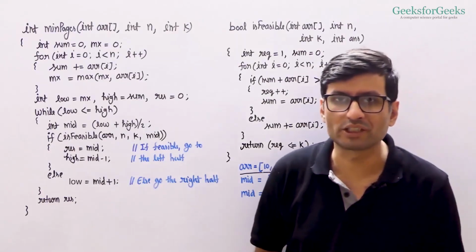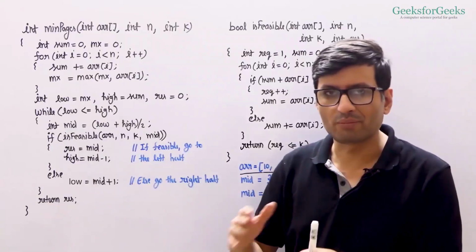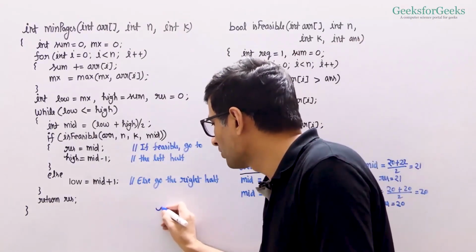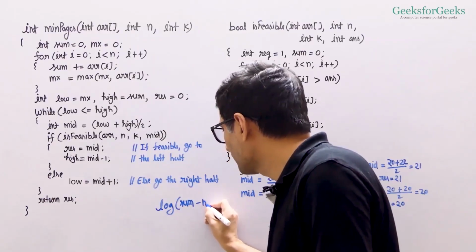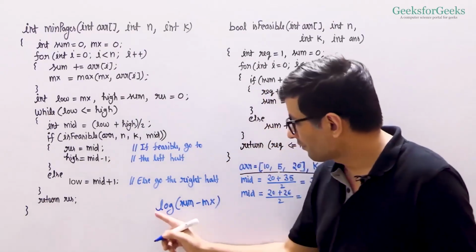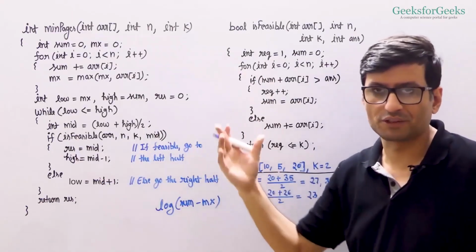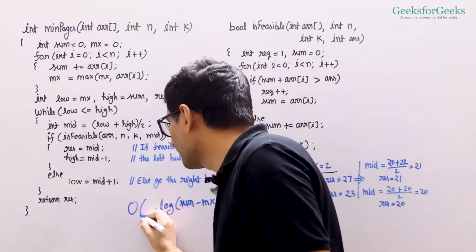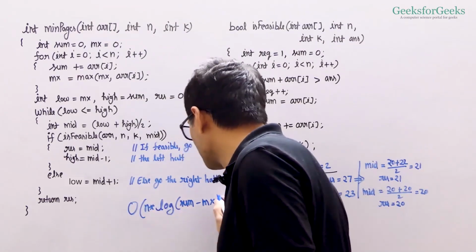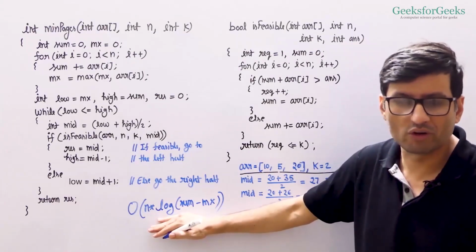Now what is the time complexity of this? See, we are doing a binary search in the range from max to sum. So we are going to do log of sum minus max work, right? And for every iteration of this loop, we are calling a function is feasible, which is a theta n function. So we are going to do big O of n into this much work. I'm using big O because this binary search may stop before doing all the log iterations.